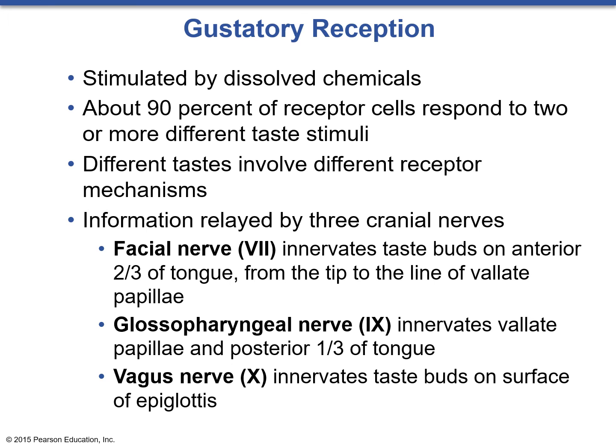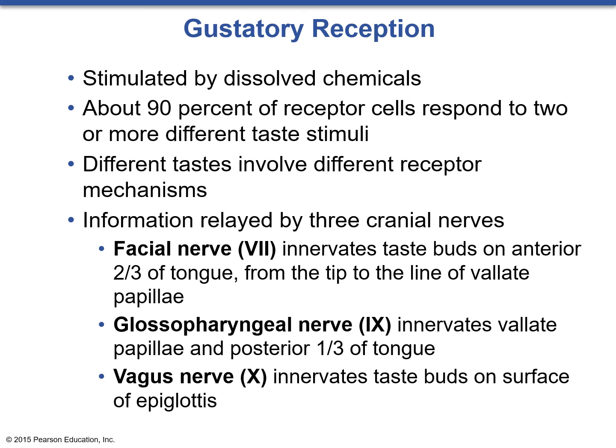Gustatory reception is a process stimulated by dissolved chemicals, and about 90% of the receptors respond to 2 or more different taste stimuli. Different tastes involve different receptor mechanisms, but overall, the activation of the gustatory receptor cells will stimulate the sensory nerve fibers that will then be relayed by one of three cranial nerves: cranial nerve 7, 9, and 10.